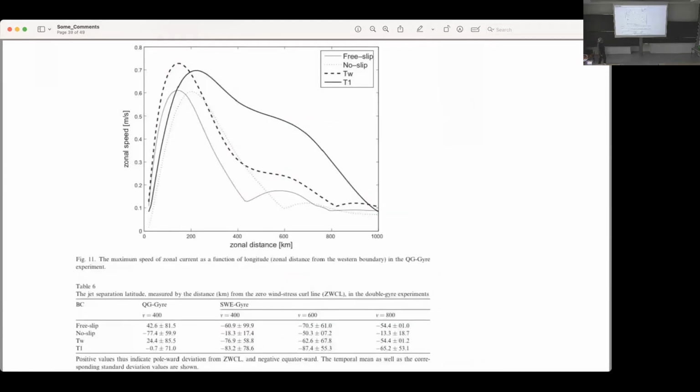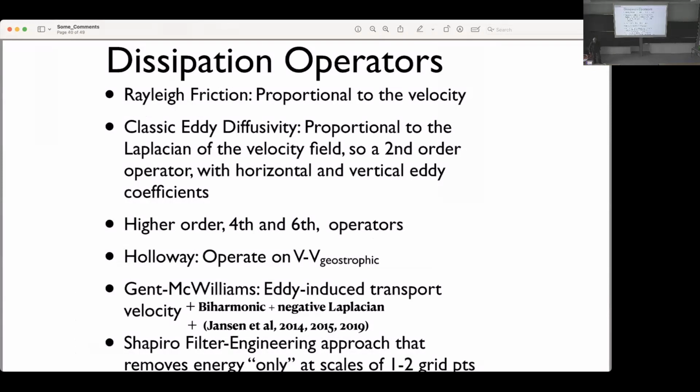Shown here are the zonal speeds for the different simulations as a function of distance offshore. And we can see that the T1 case produces the much more energetic flow regime. I'm not going to go into the details of this table, but the separation statistics of the stream are also different. So we believe that stochastic boundary conditions can help us really energize our models at a very low cost.